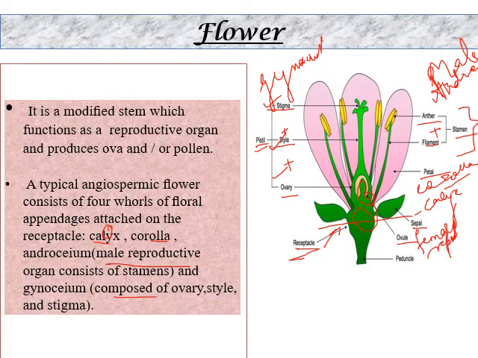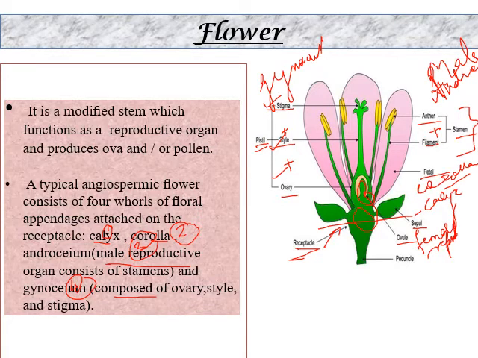And this is the first whorl of the flower, the calyx. The second is the corolla, the third is the male reproductive part, and the fourth is the female reproductive part. So there are 4 whorls in total. We have talked about the typical angiospermic flower and all the 4 whorls of the flower. So this was all about a glimpse of an angiospermic flower and the reproductive parts.